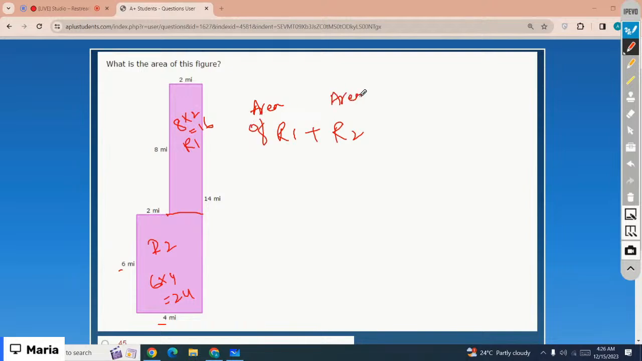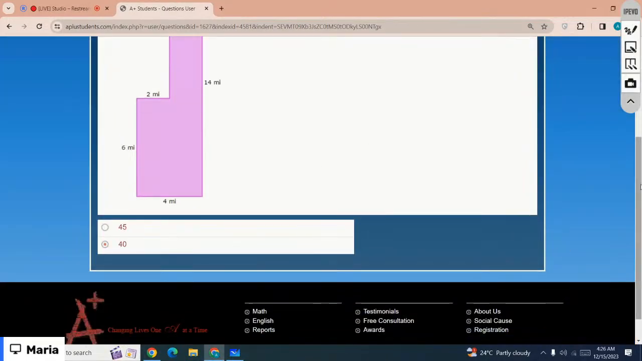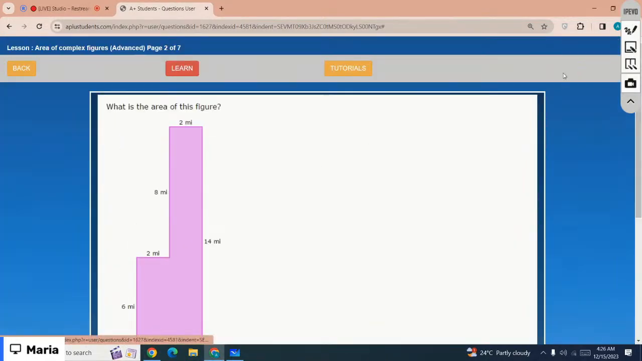Rectangle 1 has the area 16 and rectangle 2 has the area 24, so just add them. 16 plus 24 is 40. The correct option is 40, right? So the correct option is 40. Option 2 is the correct option, right?